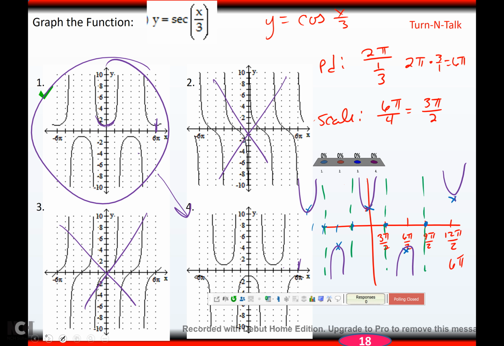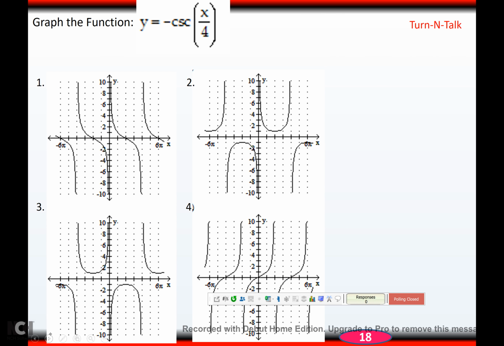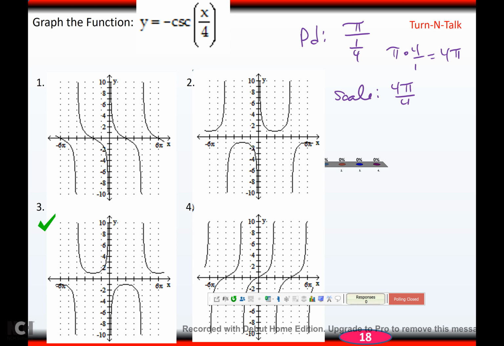Just saw that. Alright, pick out the negative cosecant of x over 4. Hit pause. Come back when you're ready. And hopefully you got 3. Okay, so my period would be pi over 1/4. Keep, change, flip, I get 4 pi. So my scale is going to be 4 pi divided by 4, which is pi. So my scale is going to be pi, 2 pi, 3 pi, 4 pi.